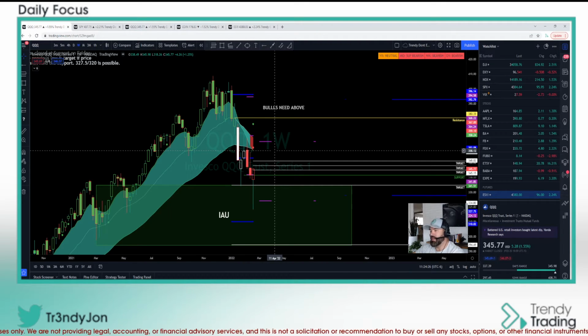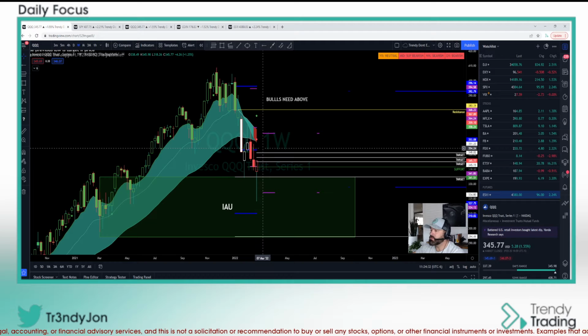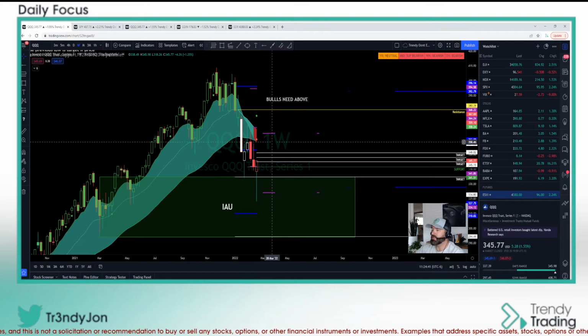Now understand that the ATR is pretty wide as well for the Qs. I think it's around $17 on the week. And they do have quite some room to move if indeed this is a setup for the bulls going into this week. Just something to think about.